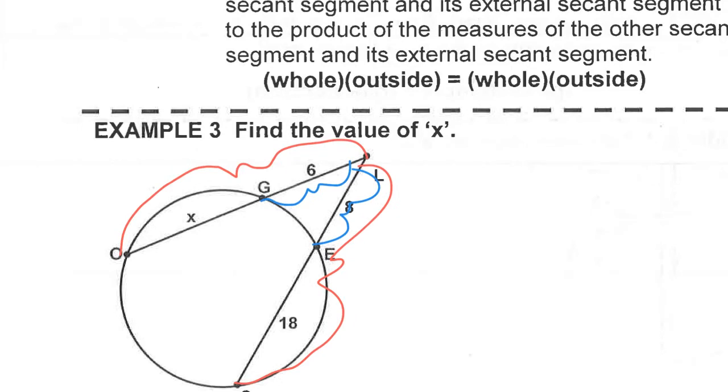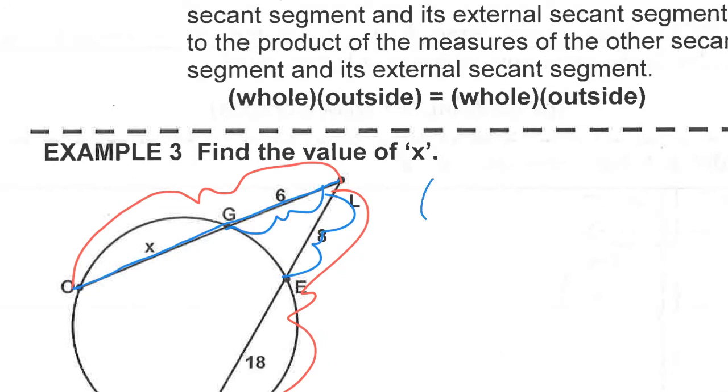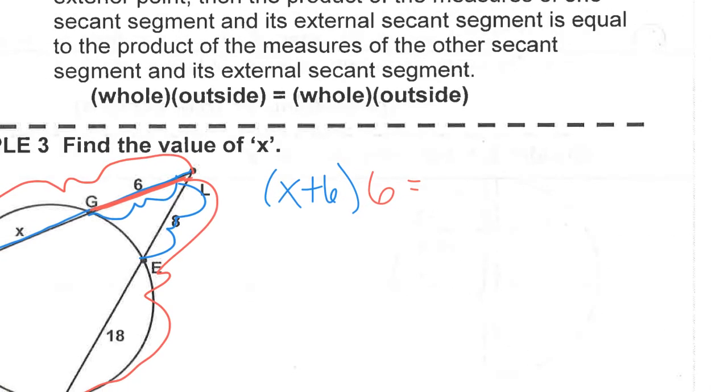Now, if I look first, I'm going to do the whole thing. Okay, so I want the length of the whole line. They told me part of it's x, part of it is 6. So I can add those together and say x plus 6 is the length of the whole thing. Now we go back and just multiply it by the outside, just like that. Now we do the same thing to the other side. This one's a little bit easier because they gave us measures. 18 plus 8 is 26. And the outside part is 8. So 26 times 8. So the whole thing times the outside piece equals the whole thing times the outside piece. Put parentheses on here again so I don't forget to distribute.